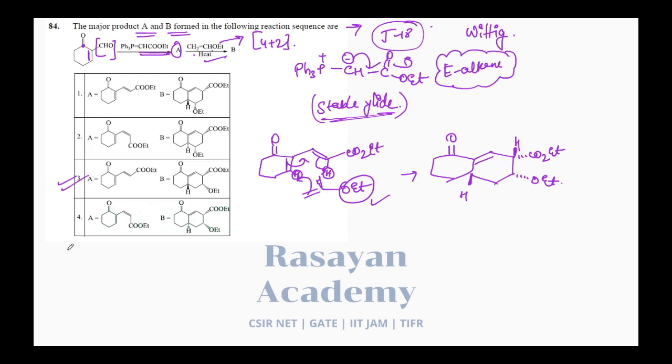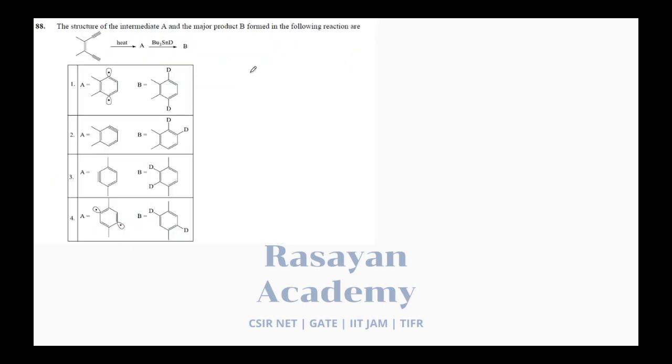First reaction is a Wittig reaction, E-alkene obtained by a stable ylide having an electron withdrawing group. Second reaction is 4+2 Diels-Alder reaction. Okay, we move onwards to next question, guys.